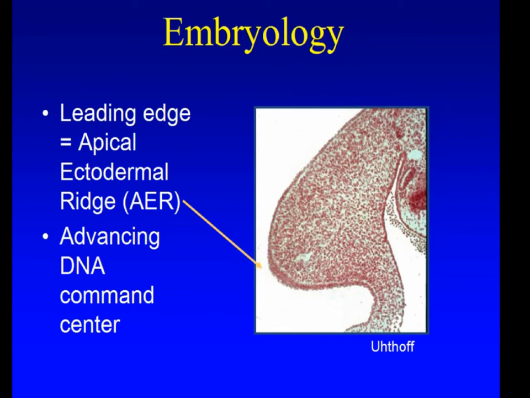When you look at the limb bud in detail, the very leading edge of cells there on that limb bud is called the apical ectodermal ridge. That's all ectoderm tissue, if you remember that from embryology. And that's what contains all the DNA to determine the formation of that limb.